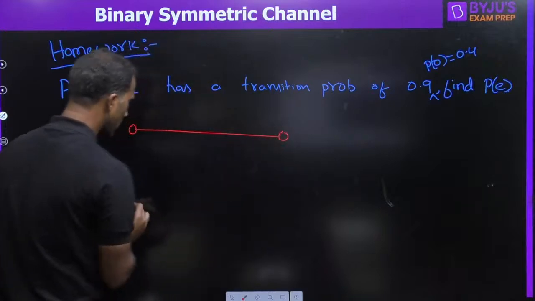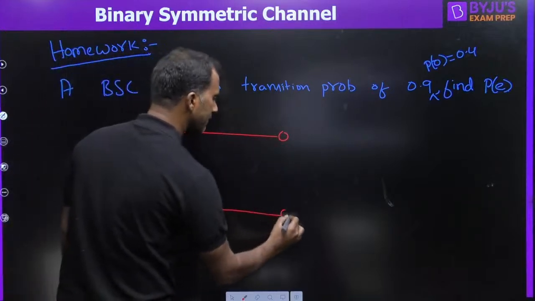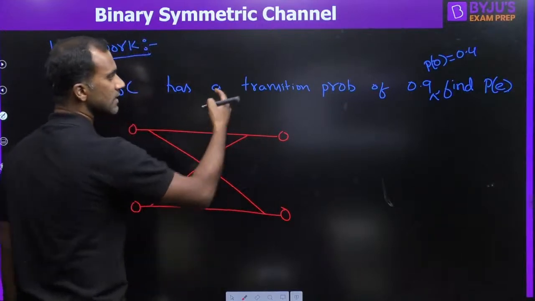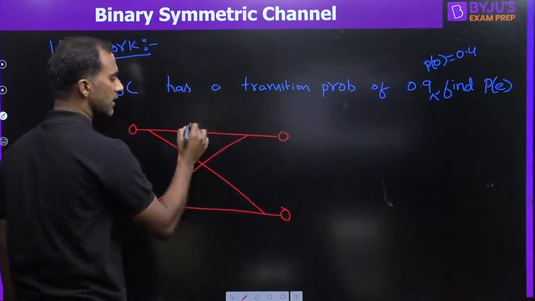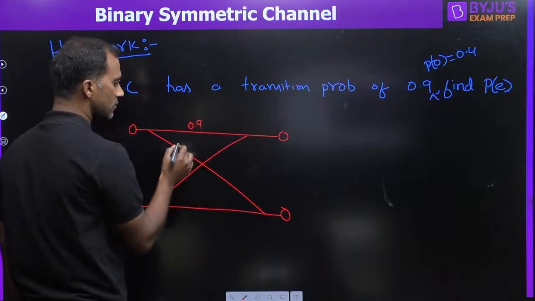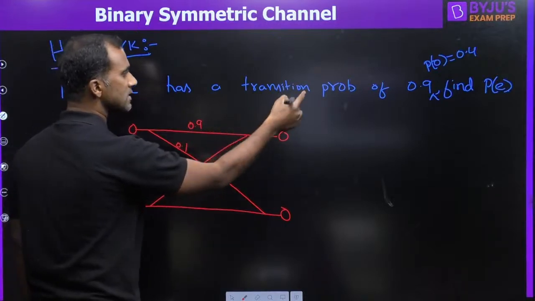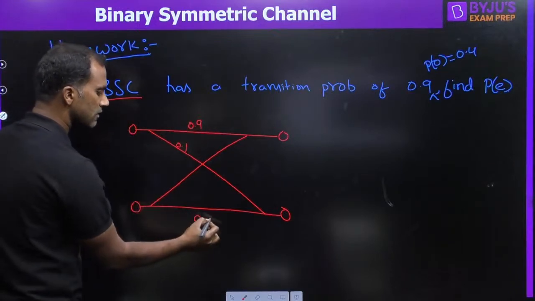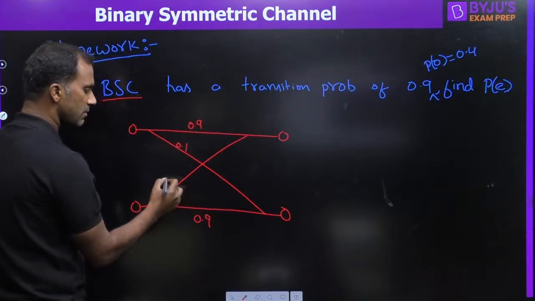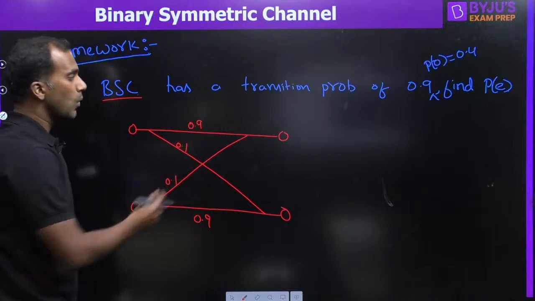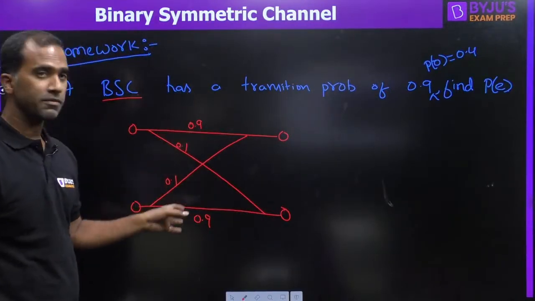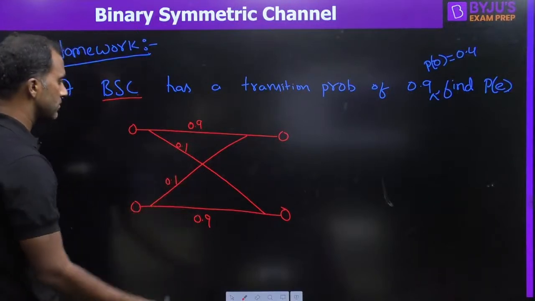They have not plotted the channel, but from the given information, we can plot the channel ourselves. They are saying the transition probability is 0.9. So take this as 0.9, which means this will be 0.1 because it is a symmetric channel. Because it is a symmetric channel, if this is 0.9, this also will be 0.9, and this will be 0.1. One piece of information is sufficient for a binary symmetric channel. All the three others we can easily find out.